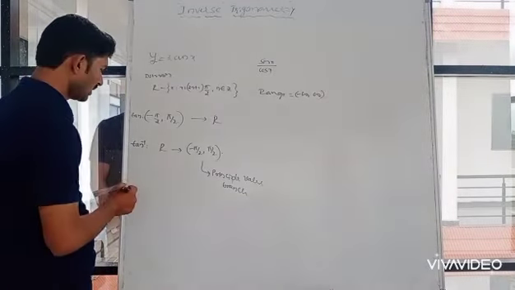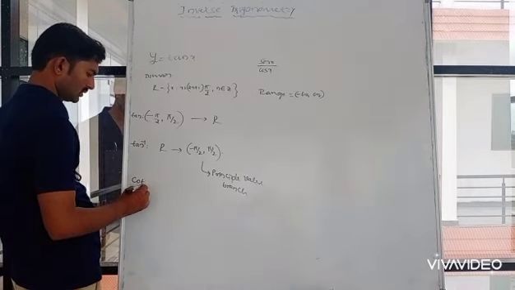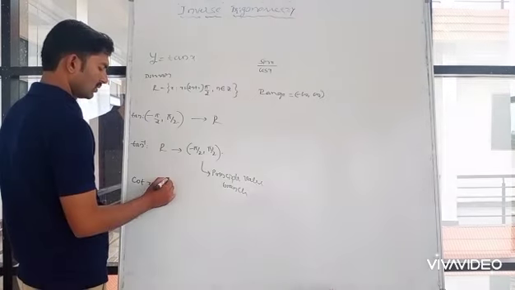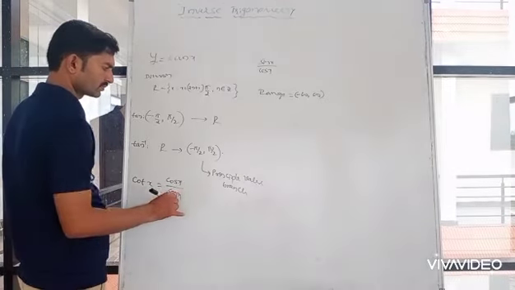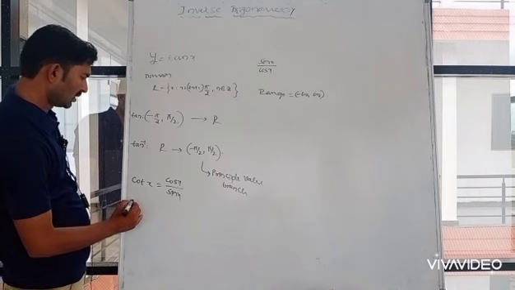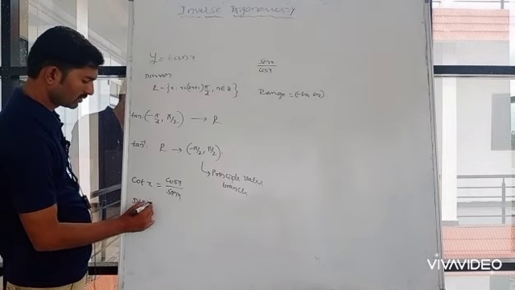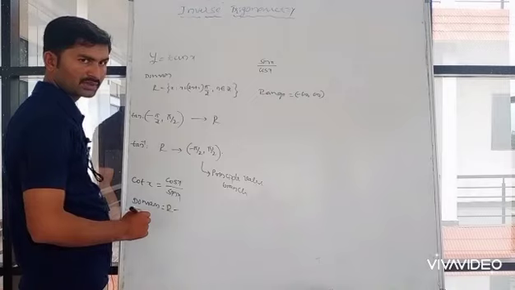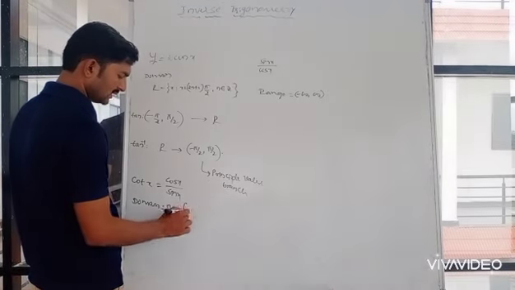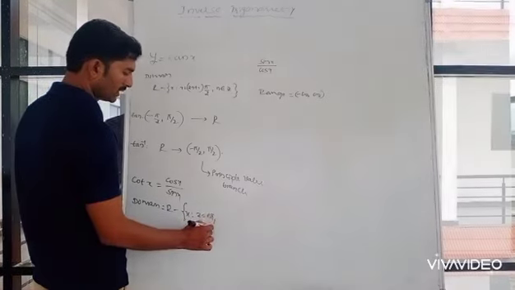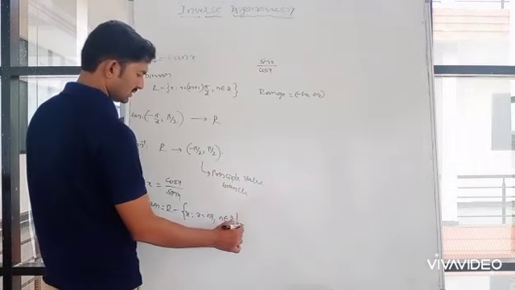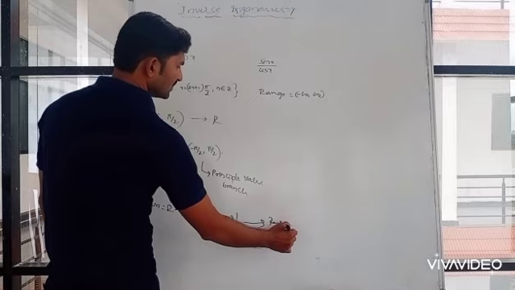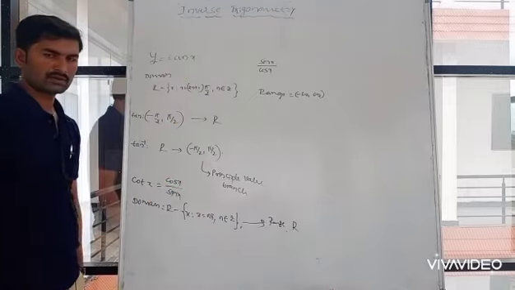Similarly, cot also we can write. For cot, here 0 to pi we'll consider. Cot x means cos x by sin x. What is the domain for the cot function? The domain is the set of real numbers minus x such that x is equal to n pi, where n is any integer. But what is the range? The range is again minus infinity to plus infinity, that is capital R, the set of real numbers.